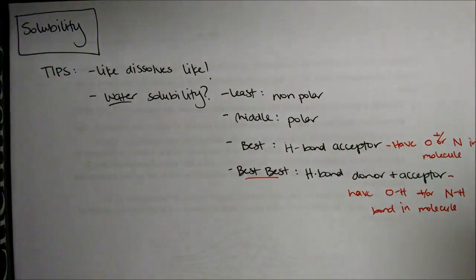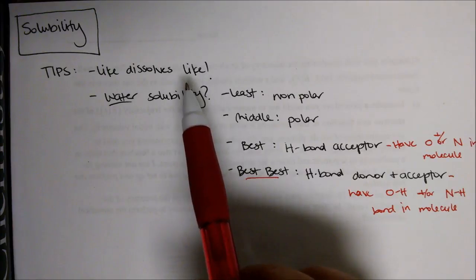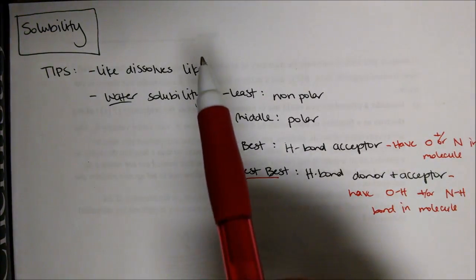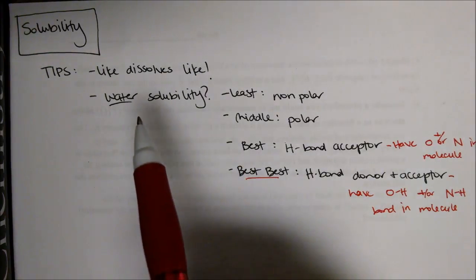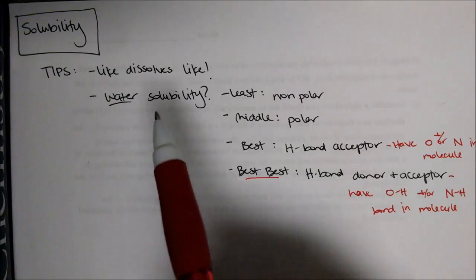Last topic is solubility. Of course, we all know that like dissolves like. So polar will dissolve polar, non-polar will dissolve non-polar, but polar will not dissolve non-polar. But a common question we come across is how water soluble. Rank the water solubility, okay? So what affects water solubility?